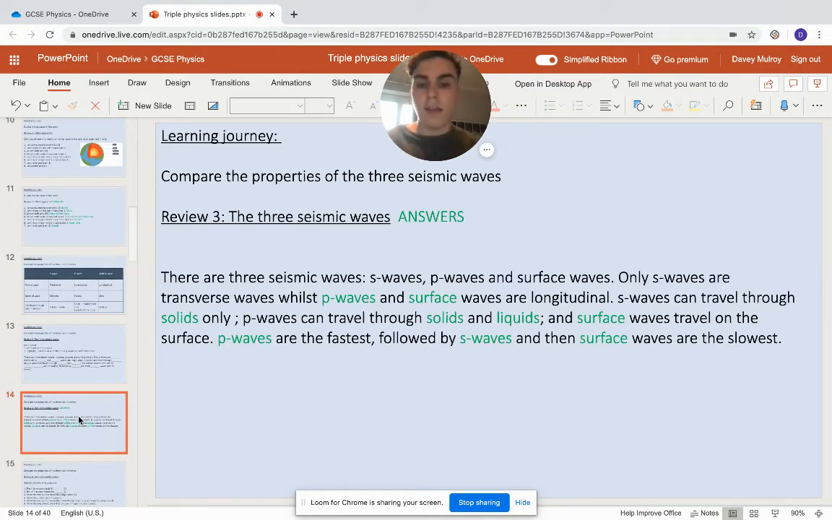Review 3 then, the answers. There are 3 seismic waves: S waves, P waves, and surface waves. Only S waves are transverse waves, whilst P waves and surface waves are longitudinal. S waves can travel through solids only, P waves can travel through solids and liquids, and surface waves travel on the surface. P waves are the fastest, followed by S waves, and then surface waves are the slowest. So if you need to do some marking or fill in the correct answers, hit pause now.